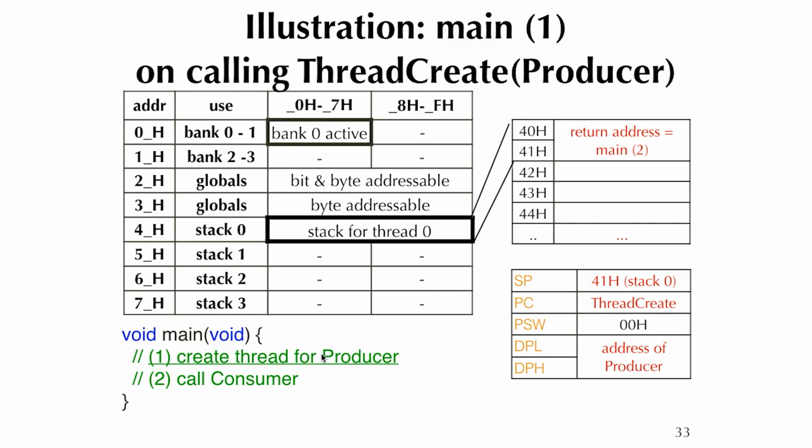So first step is create thread. When it returns, it has to do step 2, which is calling consumer. So the return address of main gets pushed on the stack, which is now 40 and 41. And then what does it have to do?